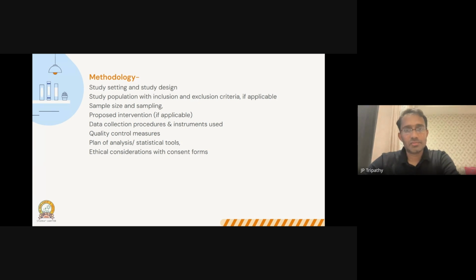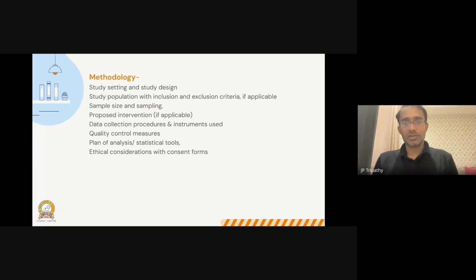So these two are important. How many is the sample size? How you are going to recruit those is your sampling. Now, if you have an intervention, please say what the intervention is. Generally, interventional studies are not encouraged in ICMR STS, again, because it will take time. But if you have a very clear, simple, specific intervention, you can demonstrate that you can finish this work within the time frame, that's fine.